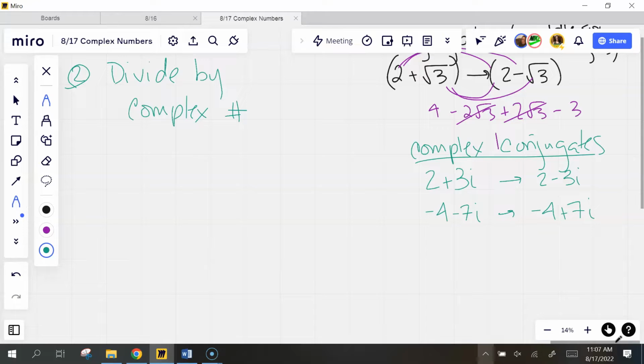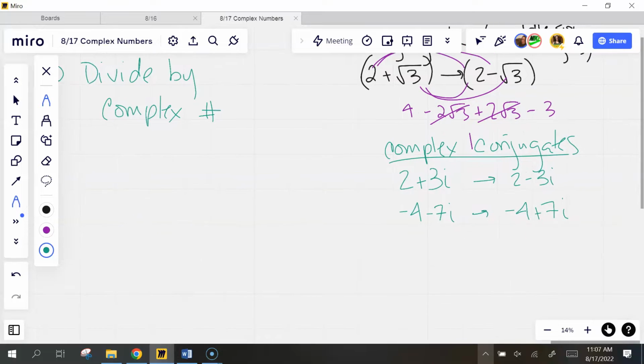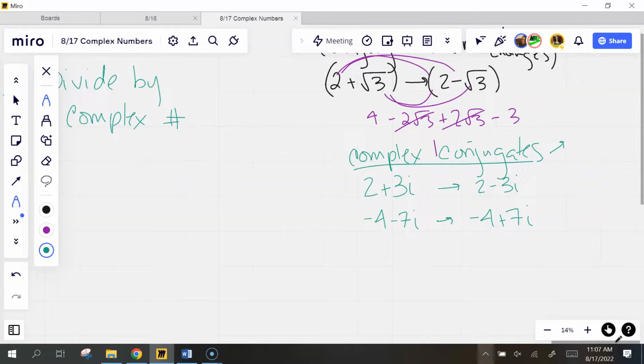I know that sounds really easy, but I need you to understand we're not changing both signs. We're only changing the middle sign when we do this. Now, when you multiply complex conjugates together, you get a real number. No imaginary, just real. On your first conjugate example, how'd you get the 4 and then the 3? I foiled it out: 2 times 2 and then root 3 times root 3.